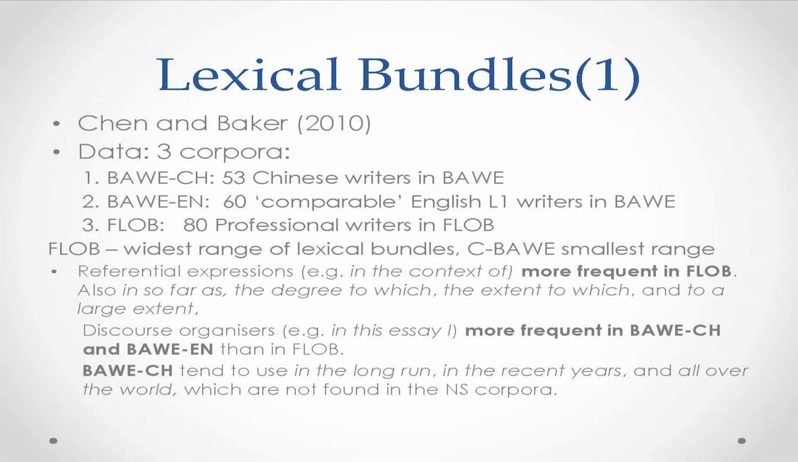The first one is Chen and Baker's study, and what they did was they took some of the texts by the Chinese writers, they took comparable English writing texts from Ball, and then they looked at research articles from Flog. And they saw this sort of progression in terms of lexical bundles. So the Chinese Ball had the smallest range, referential expressions were more frequent in the professional writing, discourse organizers more frequent in the Chinese and English writing, and so on. So that's one way to do it.